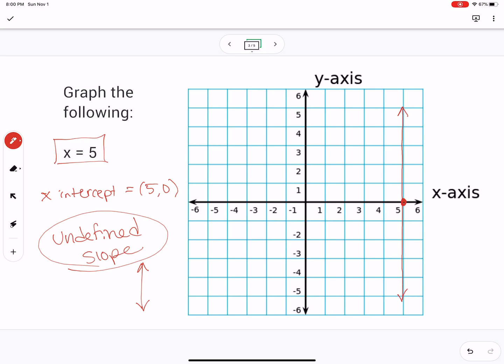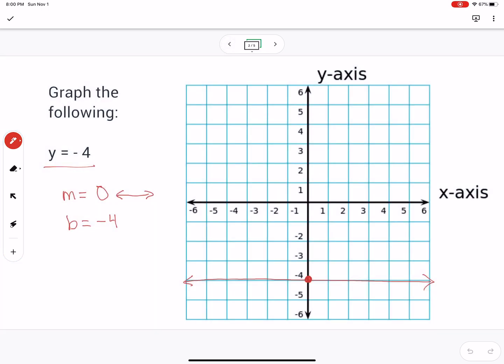So if you have x equals a number, it's going to be an undefined slope. If you have y equals a number, it's going to be a 0 slope.